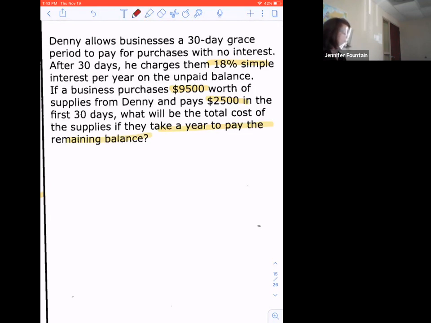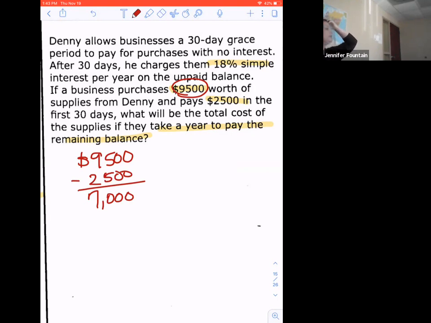All right, so let's take a look at this. How much are they originally purchasing? $9,500. Okay, so their original purchase is $9,500. How much of it are they going to pay before they get charged interest? $2,500. So I'm going to subtract that from $9,500, and they're going to have a $7,000 balance. Okay, so now that $7,000 is going to be what is charged 18% interest.